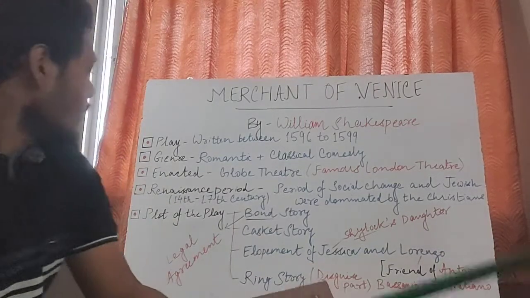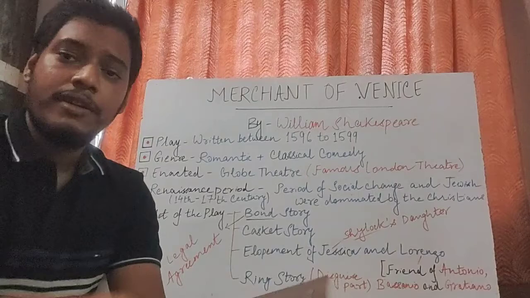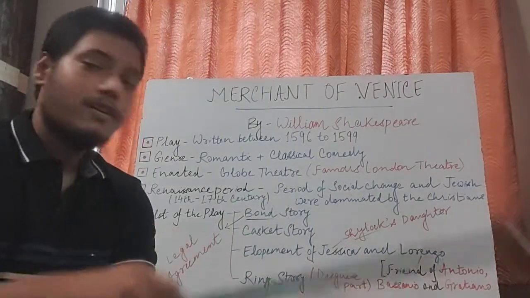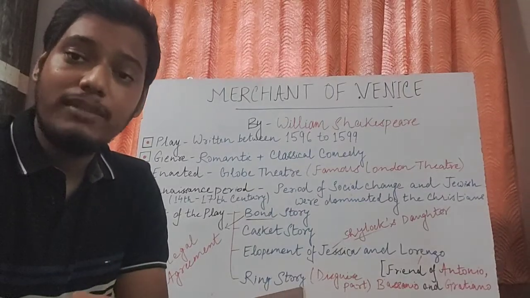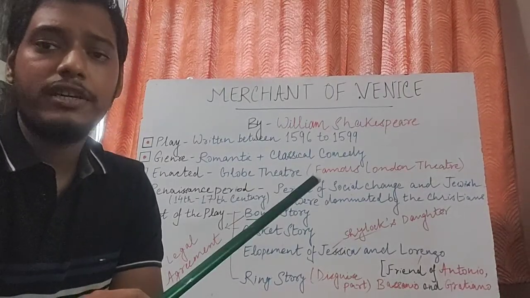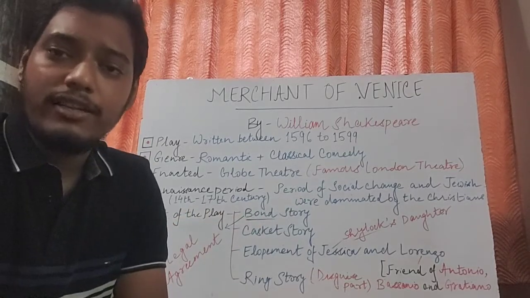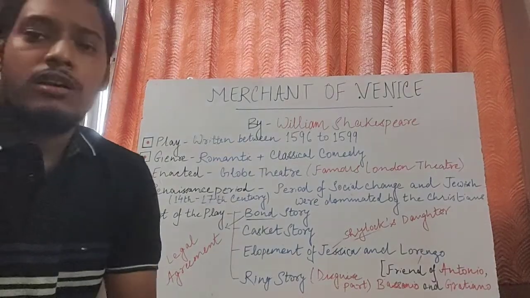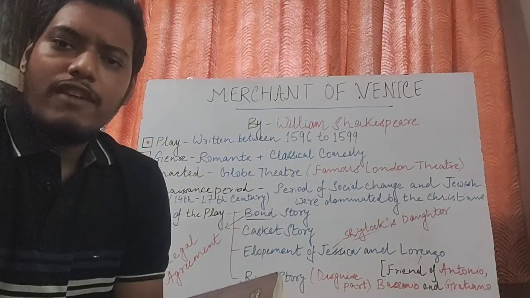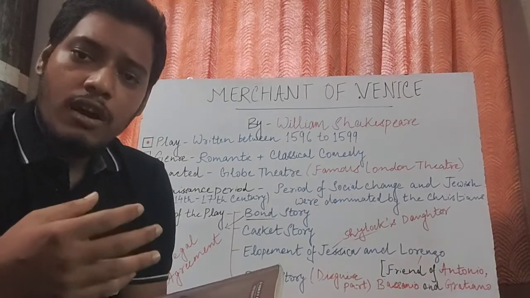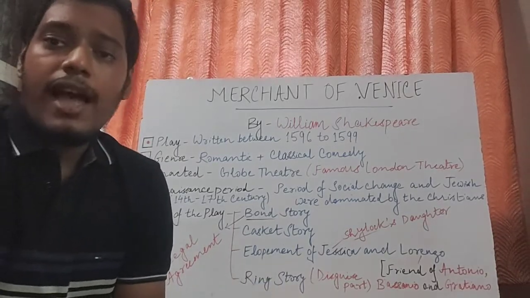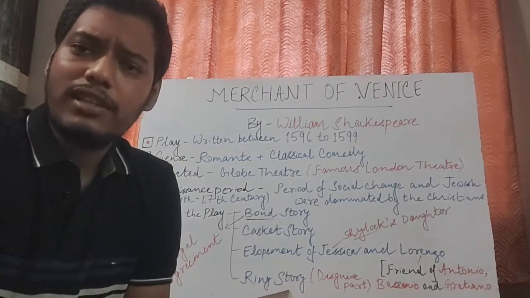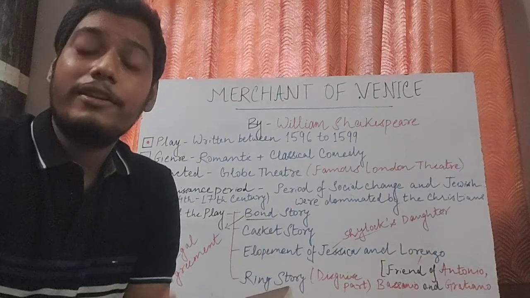The next part is enactment. This play was enacted in the Globe Theatre, which is a very famous London-based theatre. This Globe Theatre is situated in London and it is very famous for its plays. William Shakespeare, as we have heard, is a well-renowned writer, and not only Merchant of Venice, he has also written other famous plays like Othello, As You Like It, Macbeth.